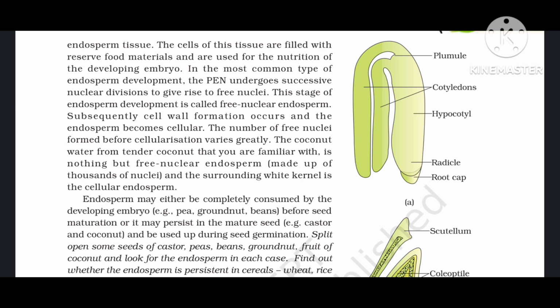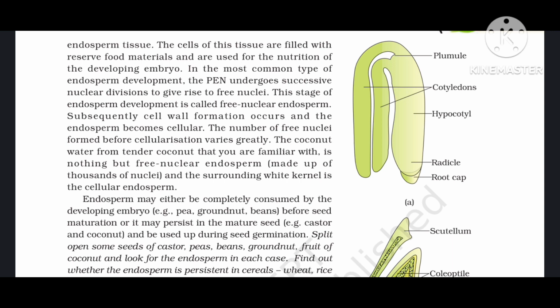This stage of endosperm development is called free nuclear endosperm. Subsequently, cell wall formation occurs and the endosperm becomes cellular. The number of free nuclei formed before cellularization varies greatly. The coconut water from the tender coconut that you are familiar with is nothing but free nuclear endosperm made up of thousands of nuclei, and the surrounding white kernel is the cellular endosperm.